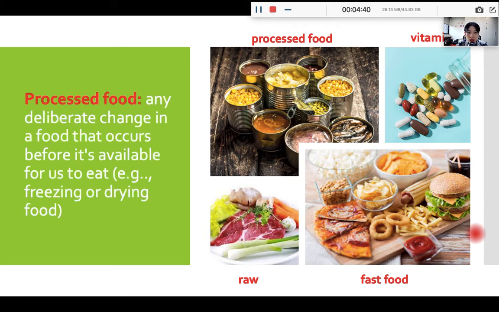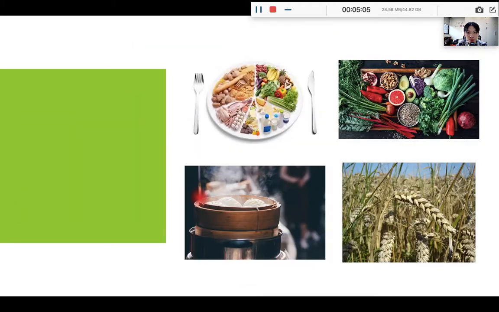Alright, let's move on. So here is a definition of processed food. Any deliberate change in the food that occurs before it's available for us to eat. So what are the changes the manufacturer makes, like freezing or drying food? Okay, so this is a definition for processed food for your reference.